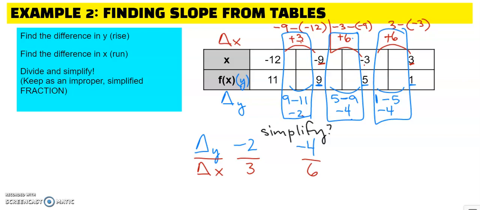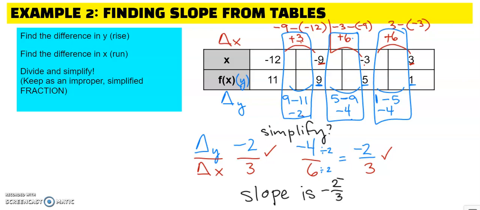Well, I know that negative 4 and 6 can both be divided by 2. So this would be negative 2, and this would be 3. Hey, look, our ratios match. So that tells me that my slope is, in fact, negative 2/3. So don't freak out if those numbers look different. Go through the whole process and then simplify. See if they simplify the same. As long as they simplify the same, we are A-okay. If they don't, double check your math. If they still don't, then maybe it's not a linear relationship, okay?